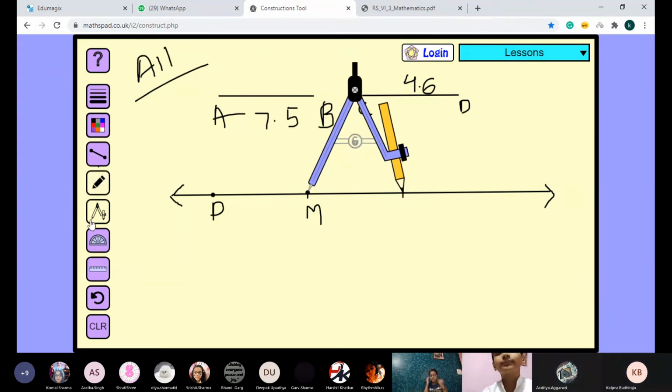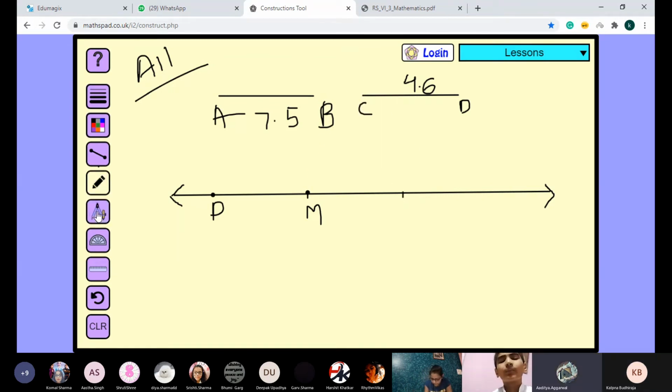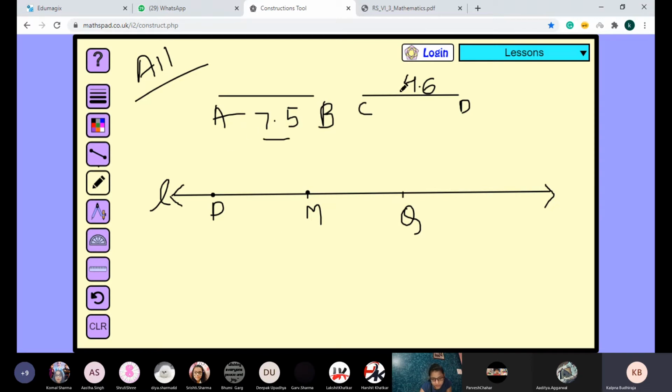Ma'am, how many centimeters should the big line segment be? Beta, it should be longer than these two segments, so anything like 11 or 12 centimeters. Yes beta, bigger, more than the sum of 7.5 and 4.6, around 15 centimeters. So what exactly are we doing?